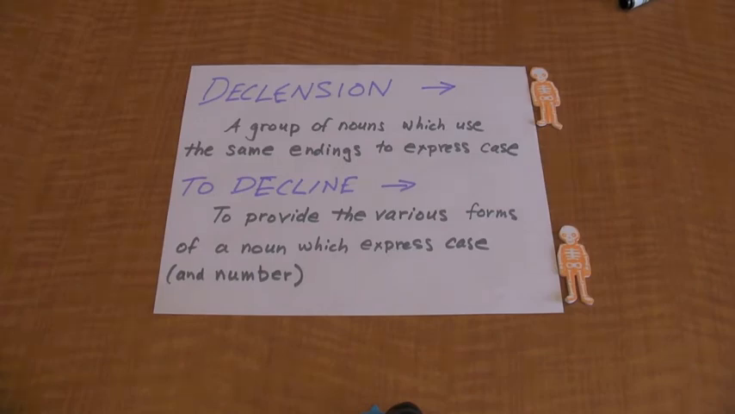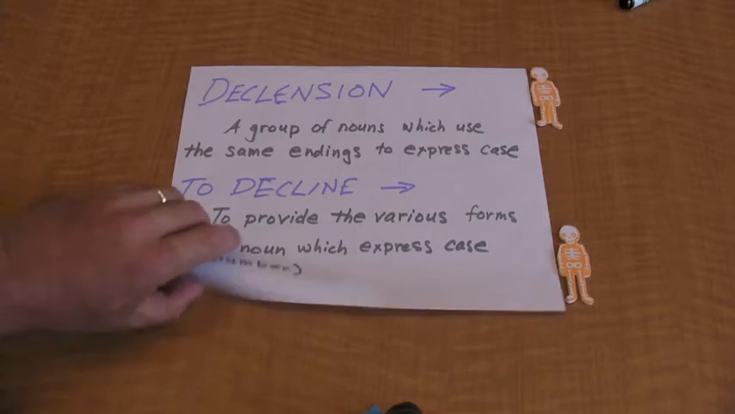A declension is a group of nouns which use the same endings to show their case. To decline a noun is to show the various endings that the noun takes on to express different cases. There are 5 declensions in Latin. Here we will focus on the creatively named first declension.